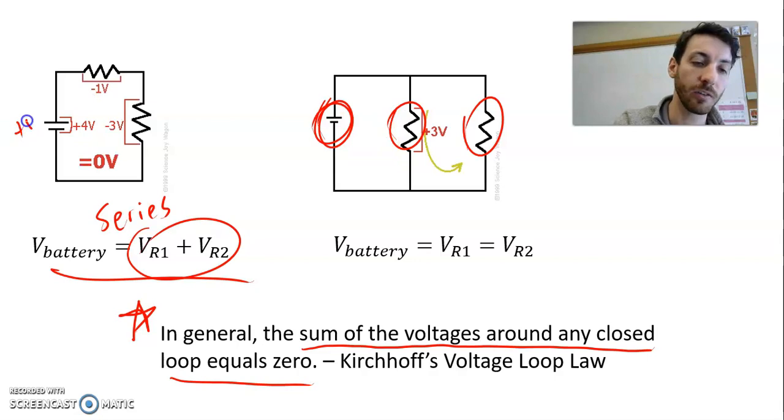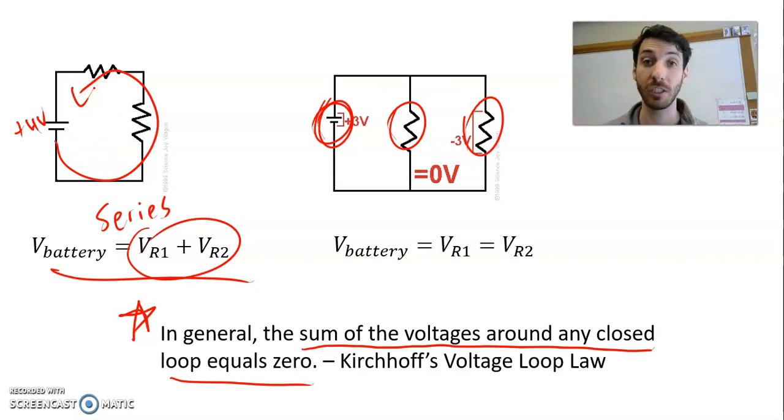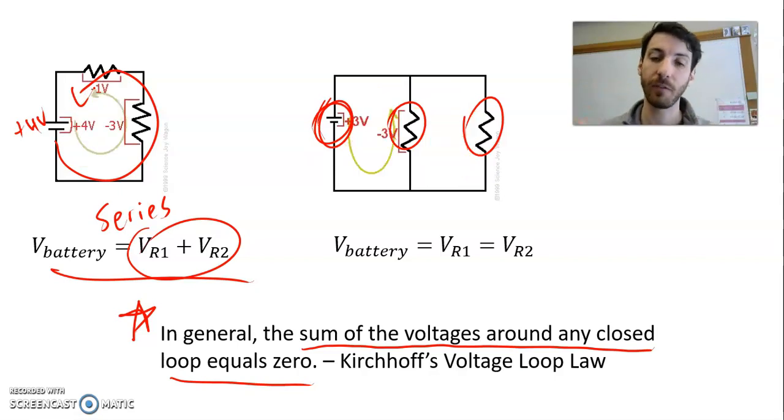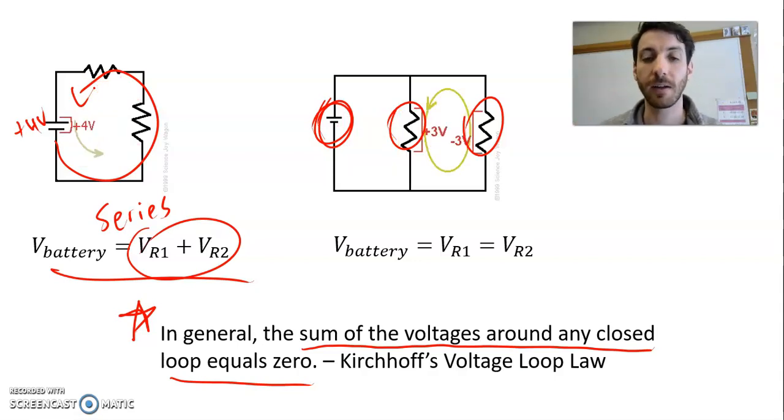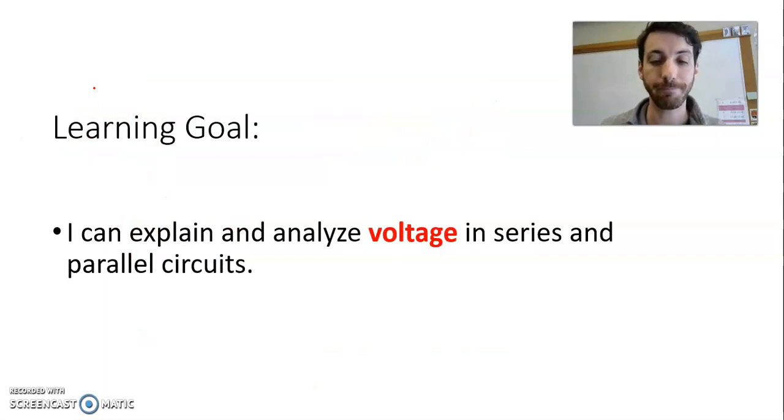So if I have positive 4 volts, when I get back to my battery, using our water pump analogy, I need to be at the same elevation as what I started with. And this can help us analyze and explain voltages in circuits. So this was our learning goal for today: can I explain and analyze voltages in series and parallel circuits? Hopefully you can do that a little bit better now, and thanks for watching.